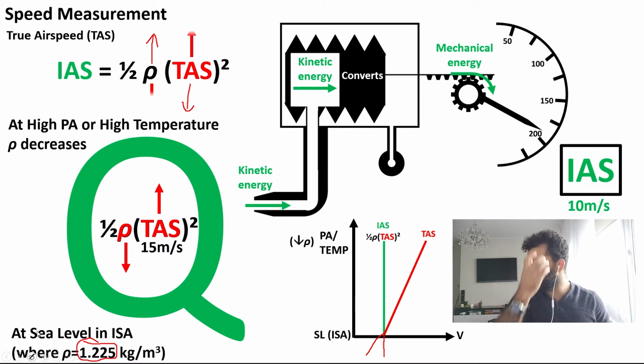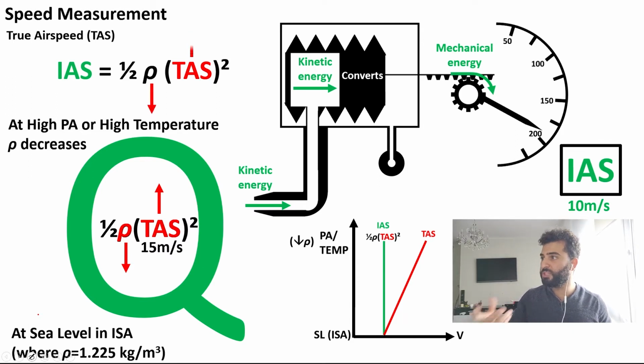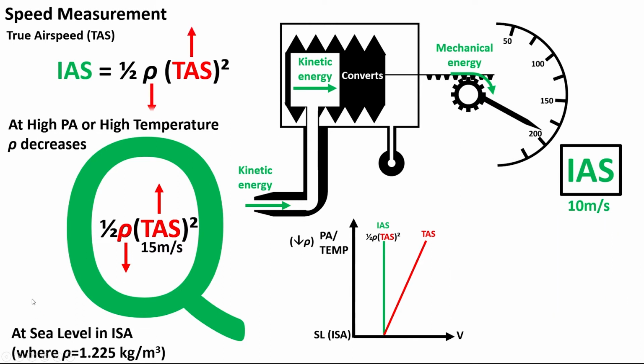So I want you to imagine, for example, let's say on a winter day, you are approaching an airport near sea level and you have a very high QNH. Believe me, the density will be so high that the value on your airspeed indicator is higher than the speed of the air around the aircraft. Okay?